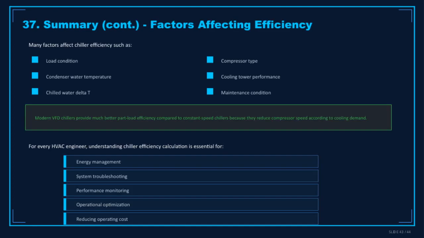Let's talk about what really drives chiller efficiency. For HVAC engineers, understanding how to calculate this efficiency is key. Modern variable frequency drive chillers adjust compressor speed to match cooling demand, which boosts part load performance compared to constant speed models. But efficiency isn't just about the compressor, it's influenced by many factors. Maintenance condition, cooling tower performance, compressor type, chilled water temperature difference, condenser water temperature, and load conditions all play a role. Keeping an eye on these helps reduce operating costs and optimize performance.